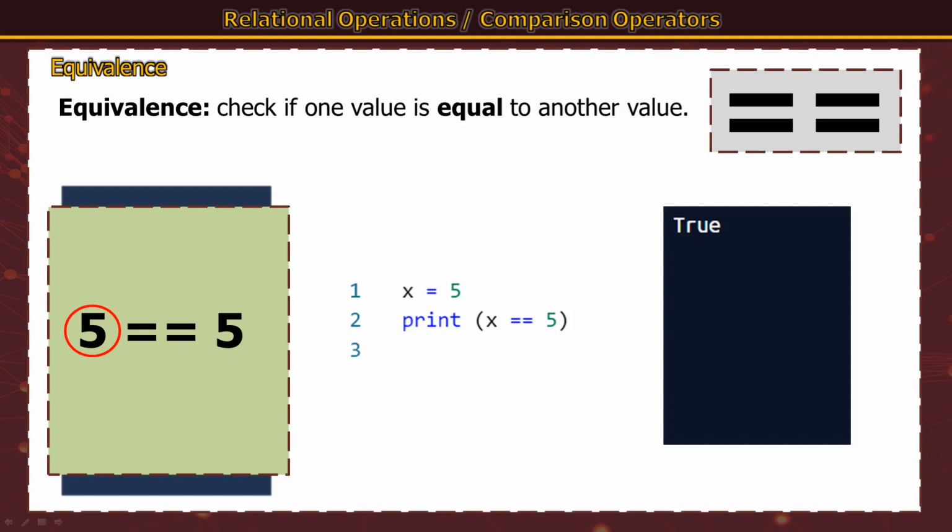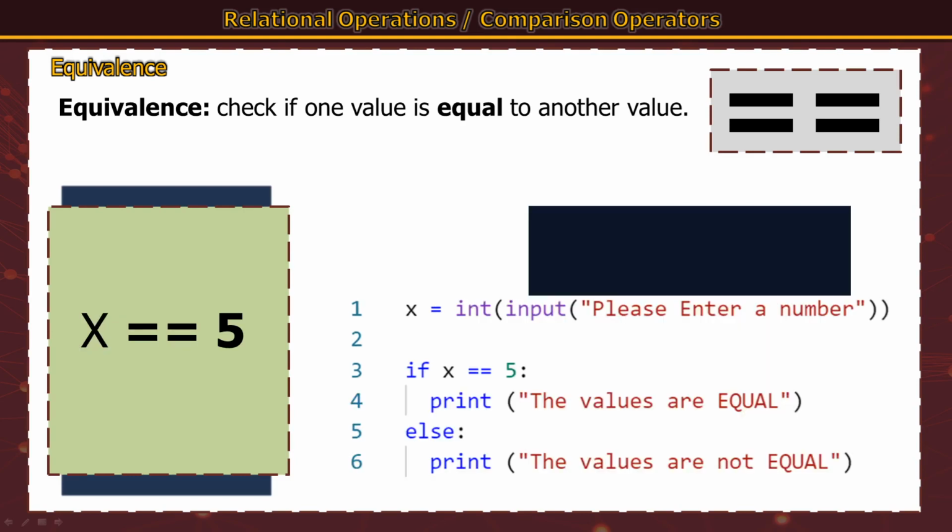Let's take a look at what that would look like in Python. So on line 1, I am assigning the variable x the value 5. That's what we did on the previous slide, assignment. On line 2, I am now doing an equivalence check. I am checking if x, which was assigned the value 5, is equal to 5. And obviously, the output as shown here would be true because 5 is equal to 5.